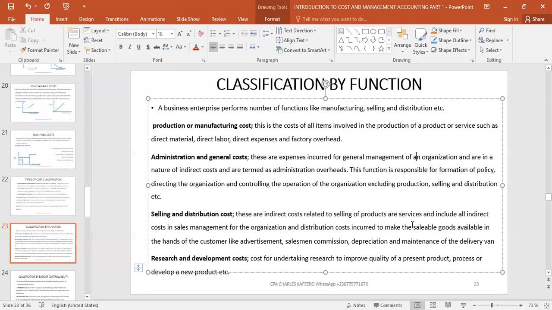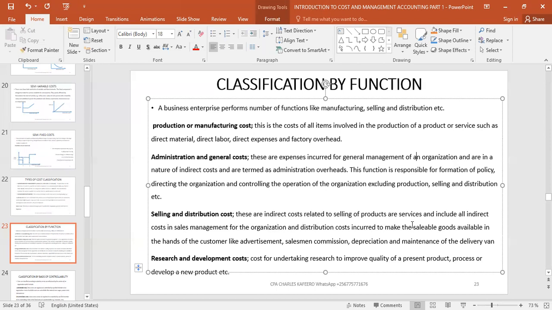And where those costs are spent, those administrative officials, their role is just to formulate policies, to direct the organization and control its operations. They are the ones overseeing the entire production, but their cost cannot be directly traced to the output.